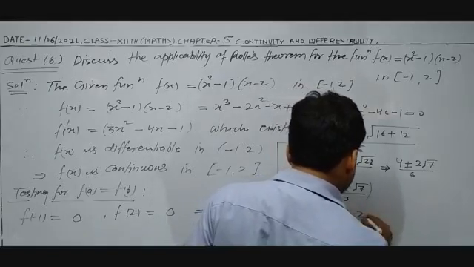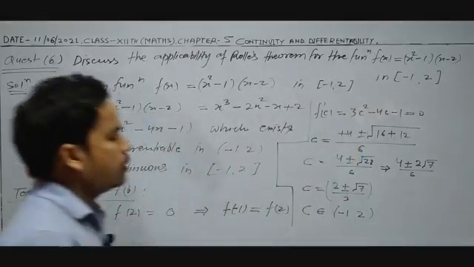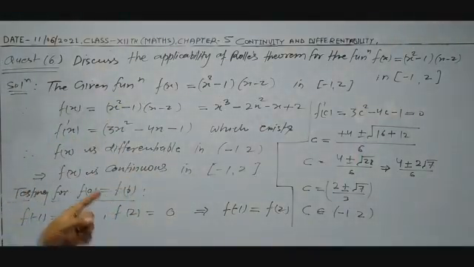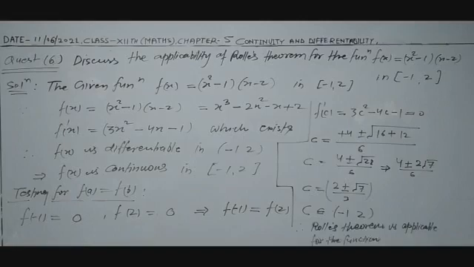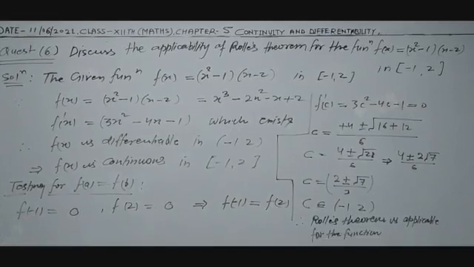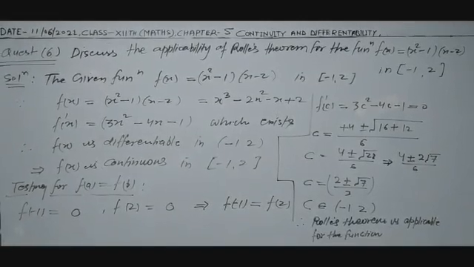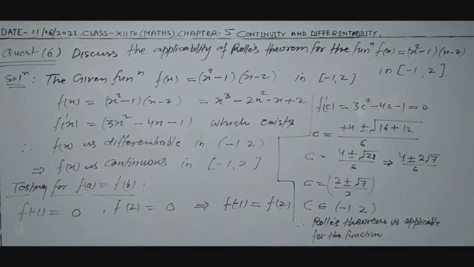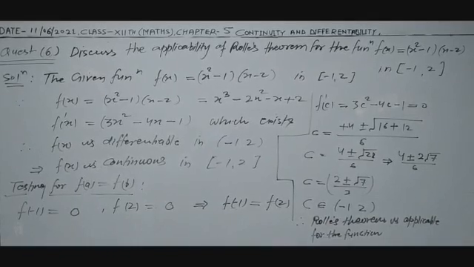And this belongs to −1 to 2. You can check it; this value lies between −1 and 2. So Rolle's theorem is verified, or applicable. So you can say Rolle's theorem is applicable for the given function.